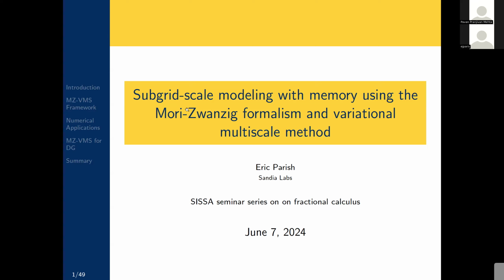So today I'll talk about some work I did a few years back on subgrid-scale modeling with memory using the Mori-Zwanzig formalism and the variational multiscale method. As a precursor, there's not really fractional calculus in the work that we're talking about here. We get non-locality in time through this idea of Mori-Zwanzig. So that's the connection to some of the themes that we're talking about here.